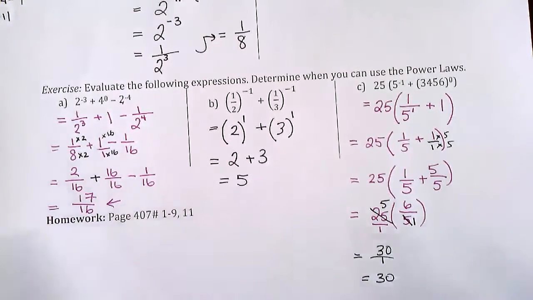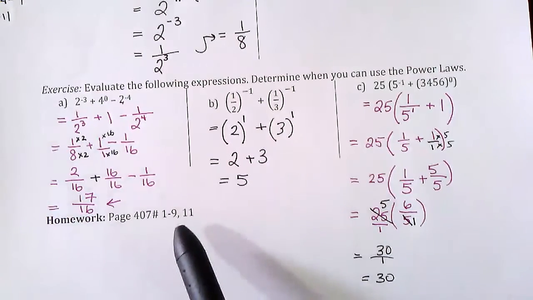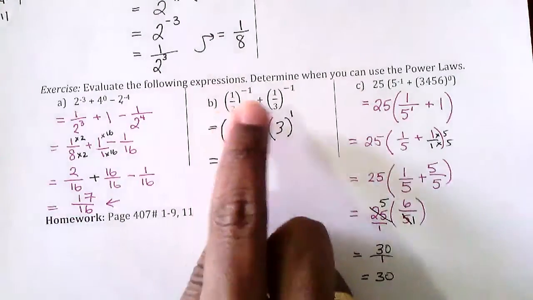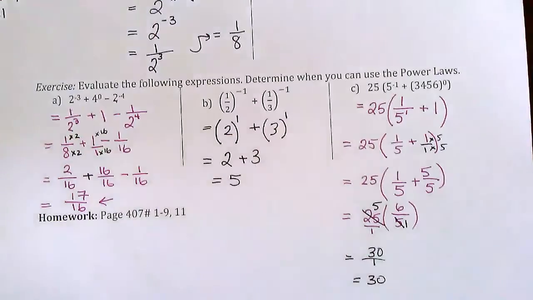So the homework you have then is page 407, number 1 to 9 and 11. Again, most of the past 2 lessons should have been reviewed. Really, the flip it rule is the only new thing you should have learned.